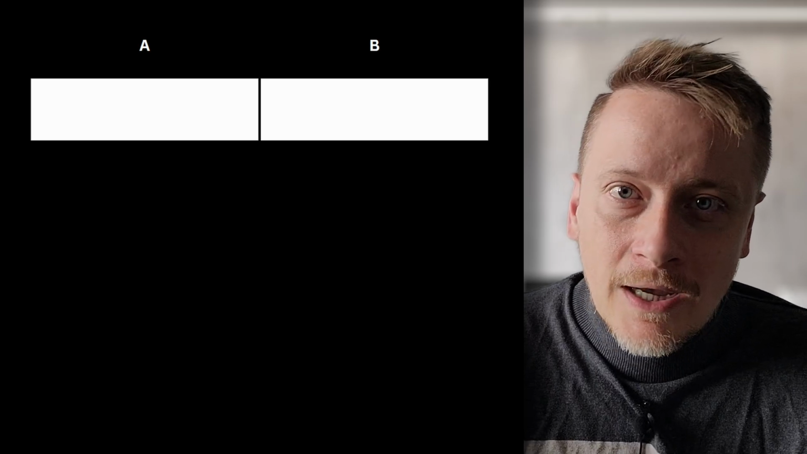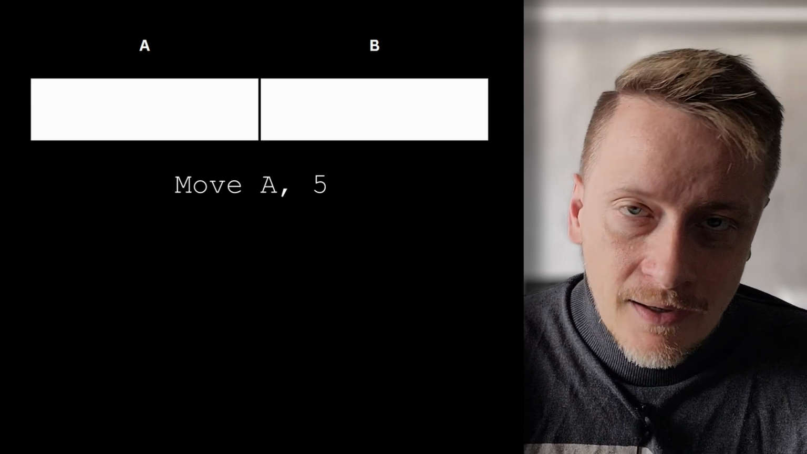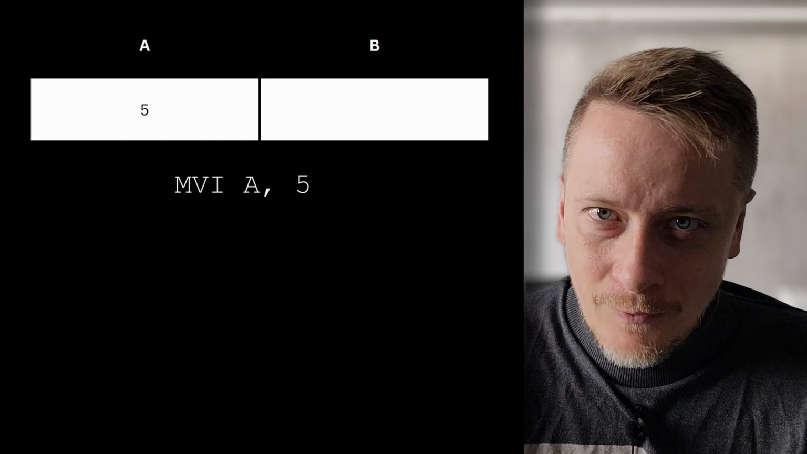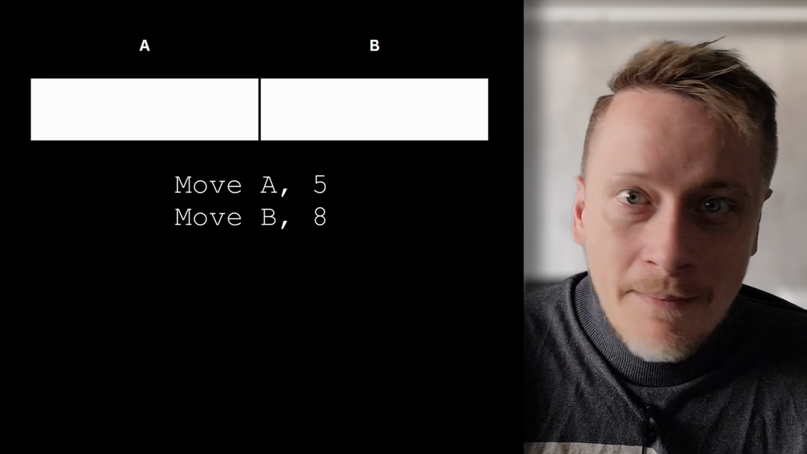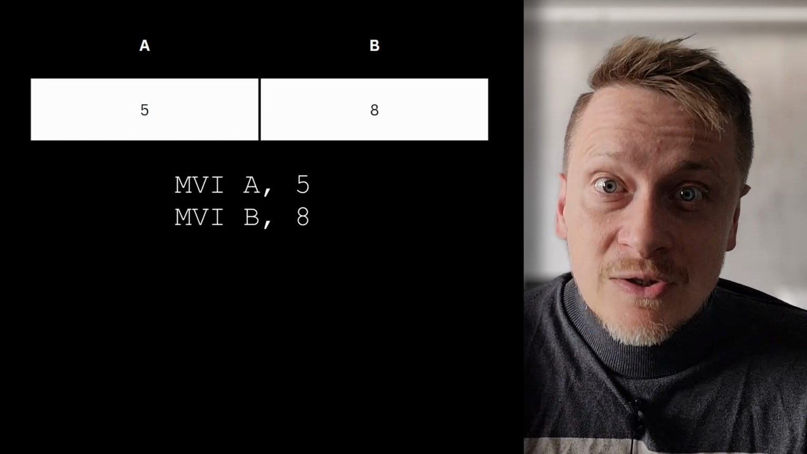So you give it a command: move 5 to cell A. The keyword here is MVI, short for move immediate. Sounds technical, but all it means is place this number directly into memory. Let's do one more. Move the number 8 to cell B and boom, now you got the values stored and ready.